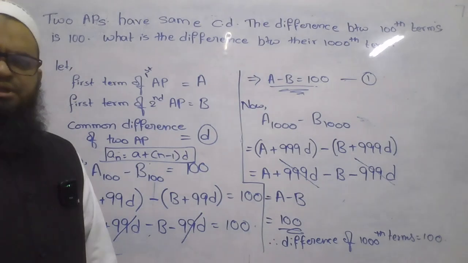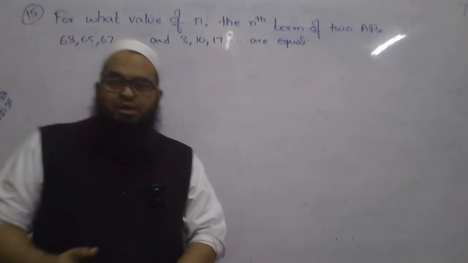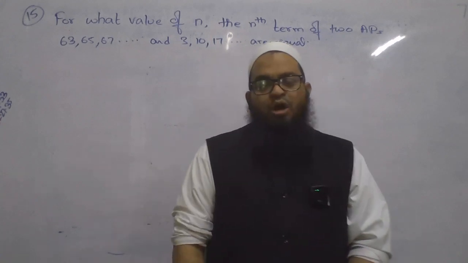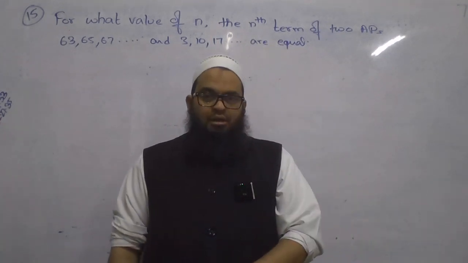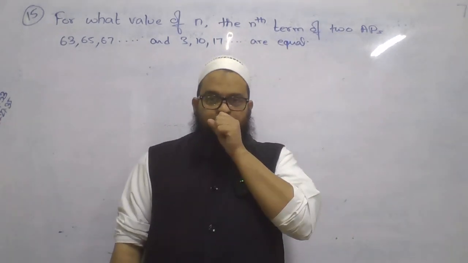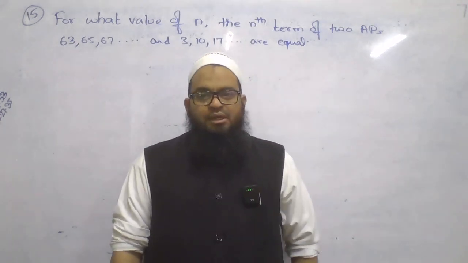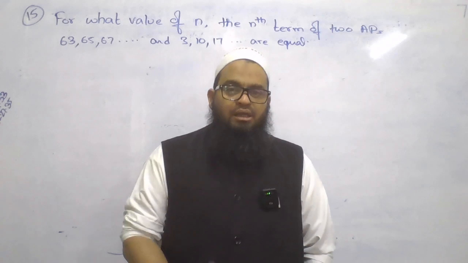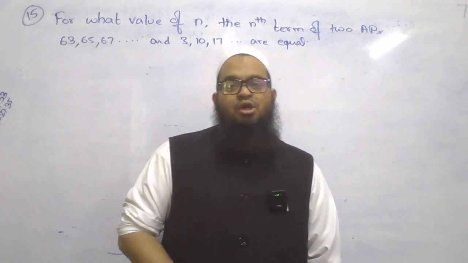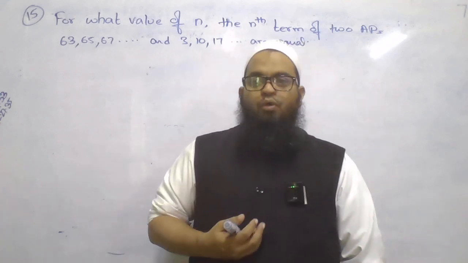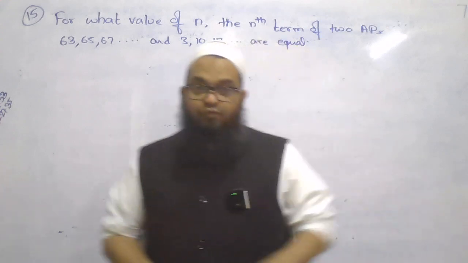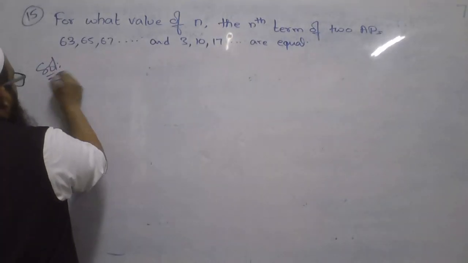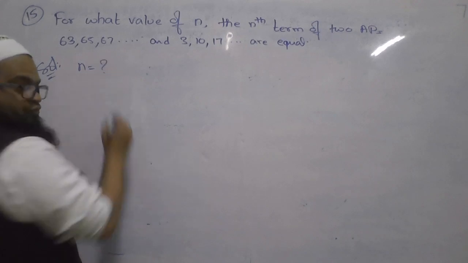Just follow the concepts, nothing else. So, the 15th question states: for what value of n are the nth terms of the two APs 63, 65, 67 and 3, 10, 17 equal? For what value of n? That means you have to find n. That we understood, sir. So solution: let n be what you have to find.